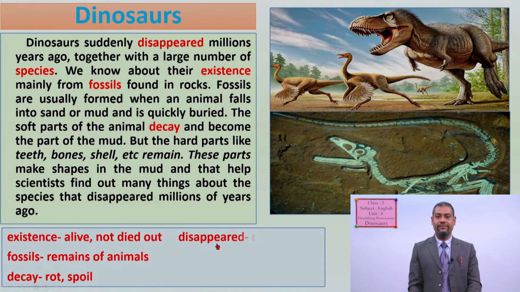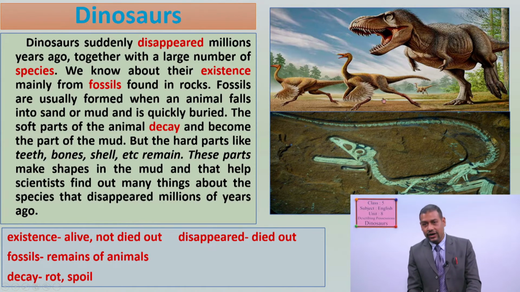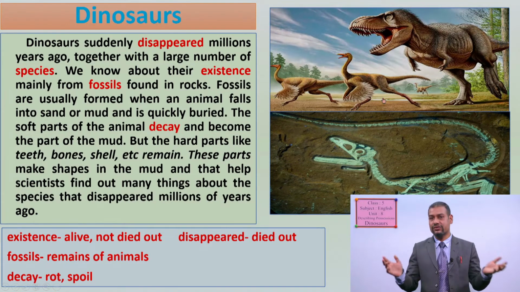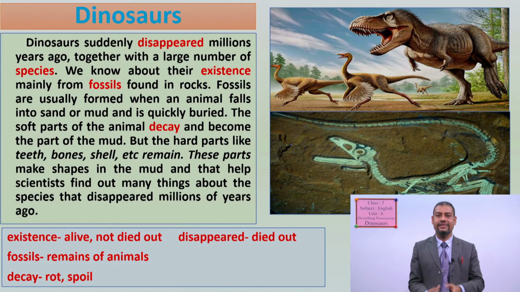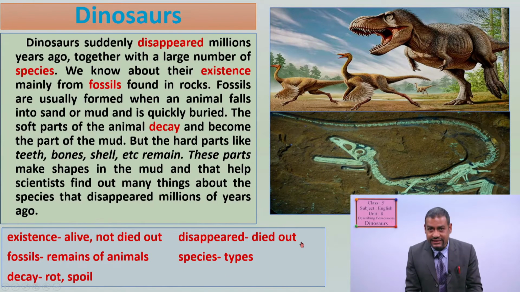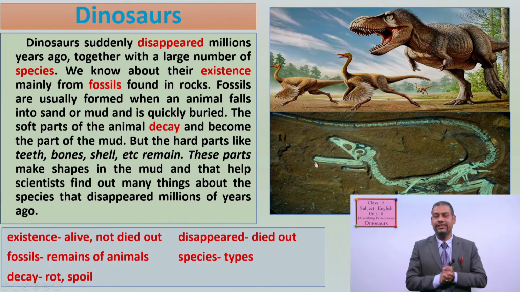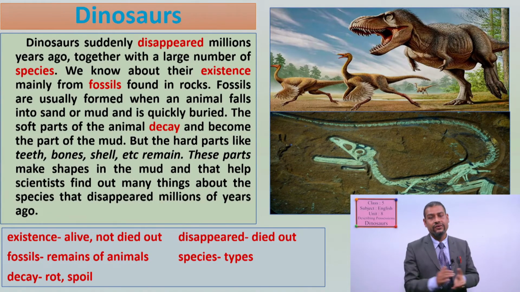Another word we have now, disappeared. Disappeared means died out. Nowadays we don't have dinosaurs. Okay, now one more word, that is, species. S-P-E-C-I-E-S. Species means types. See, there are different types of dinosaurs, and I showed you in the video also. You could see there different types of dinosaurs, different species of dinosaurs.